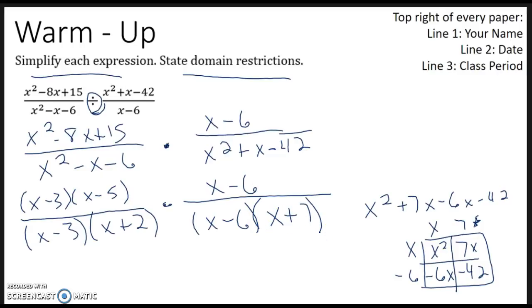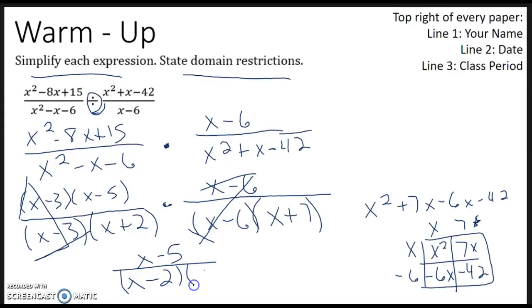I can stop dividing stuff and making it go away. x plus 3 divided by x plus 3 is a giant 1. Done. x minus 6 divided by x minus 6 is a giant 1. He's done. So in my numerator, I have x minus 5. In the denominator, I have x minus 2 times x plus 7. That is that expression simplified.